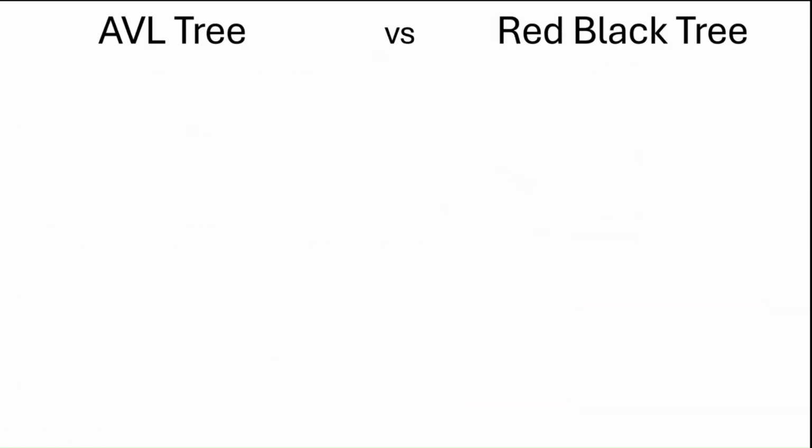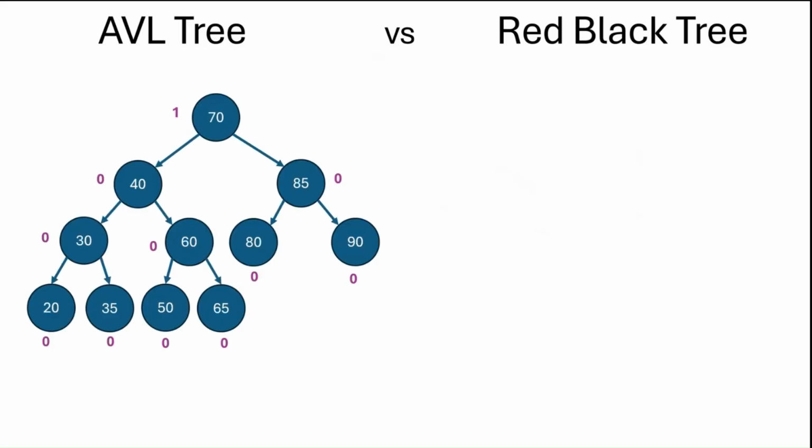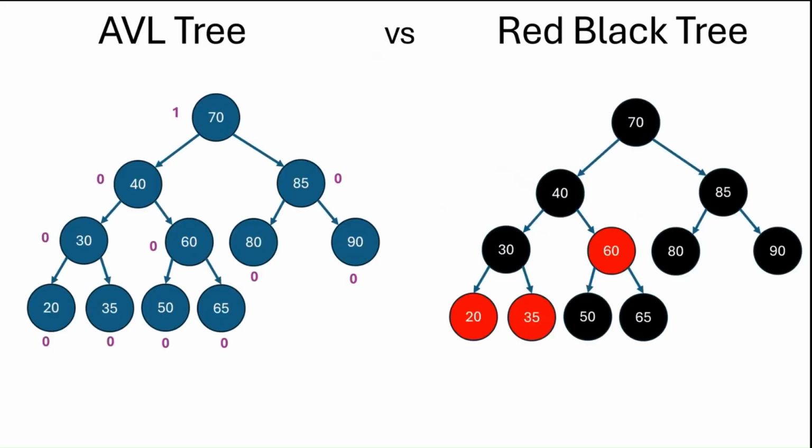Now, there will be a question: we already saw the AVL tree as a self-balancing binary search tree before, so why do we need a red-black tree? Let's understand the difference between the AVL tree and the red-black tree. Let's say we have these two trees. Basically, it is the same tree. We are representing this tree here as an AVL tree, and we are representing the same tree as a red-black tree here. You can see the values and everything are the same.